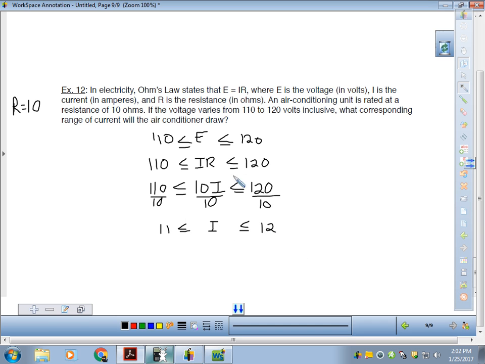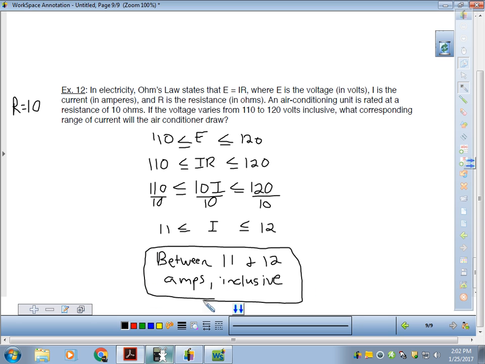Now what is this I? The I is the current measured in amperes. So we have to say our answer is between 11 and 12 amps. Amps is shorthand for amperes. And then we do need to say inclusive, because we have to say that we're including those endpoints. So anywhere between 11 and 12, with 11 and 12 included, is sufficient. That's how much current the air conditioner is going to draw, how much electricity it's going to pull. Okay?